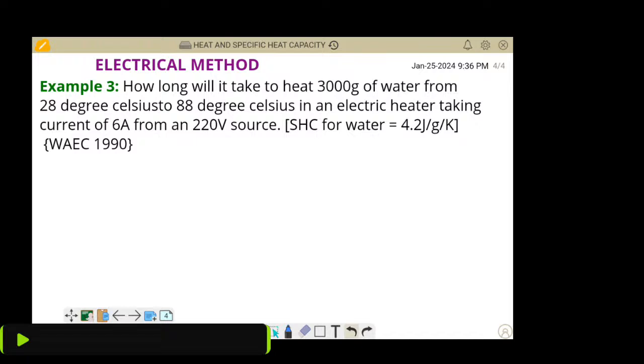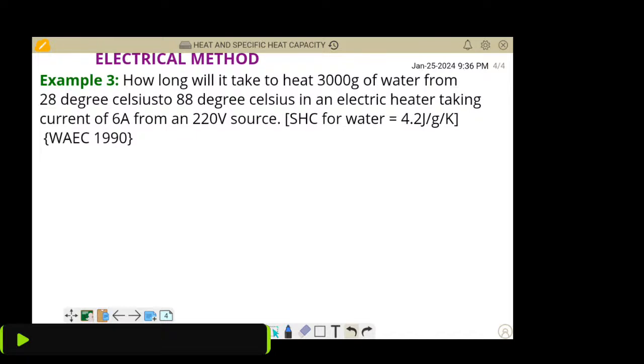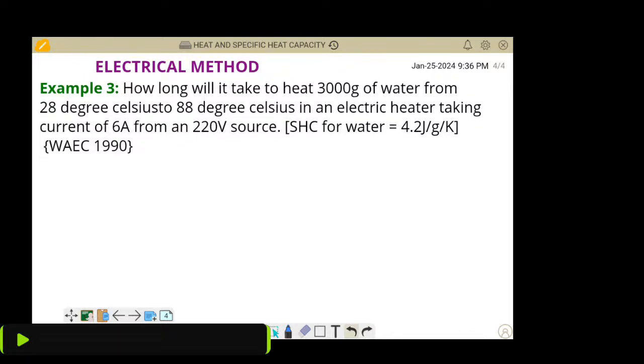Thank you. Now let's go to example 3, which is on the electrical method. Like I said at the introductory session, when heat supplied to a substance is coming from electrical appliances, we can easily determine the specific heat capacity of the substance by using the electrical energy that is converted to heat energy.